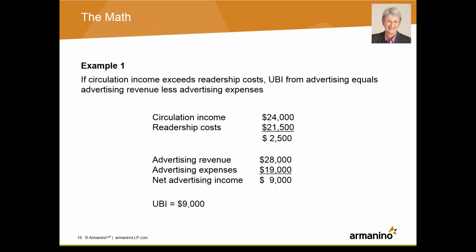Okay, in example 1, our circulation income exceeds our readership costs. So we have a $2,500 net profit from our non-advertising activities. And then separately we look at advertising revenue less advertising expense. And because our revenue exceeds our expenses, we have net advertising income of $9,000. So that's our UBI, 9,000. So that's example 1, where we make money from both the circulation and from the advertising.